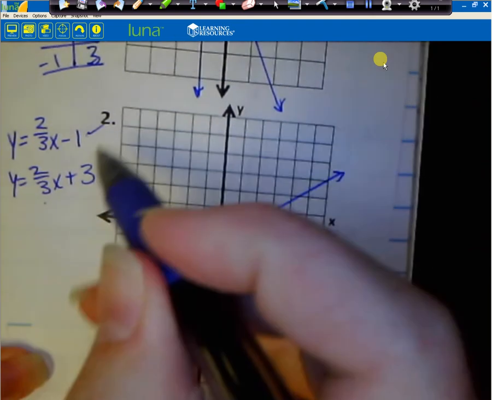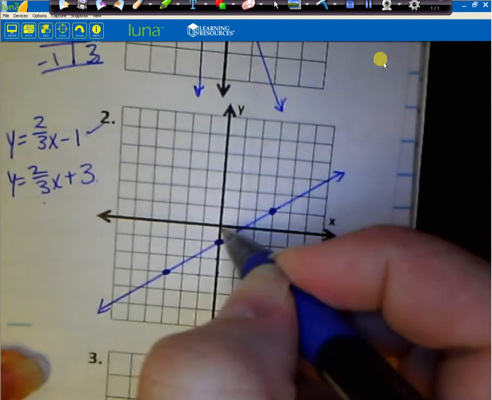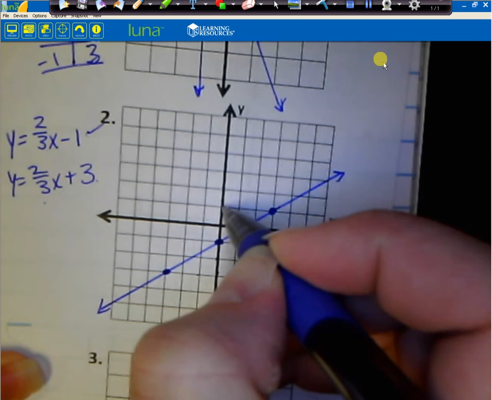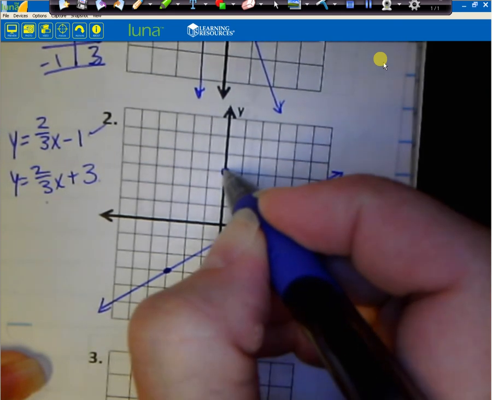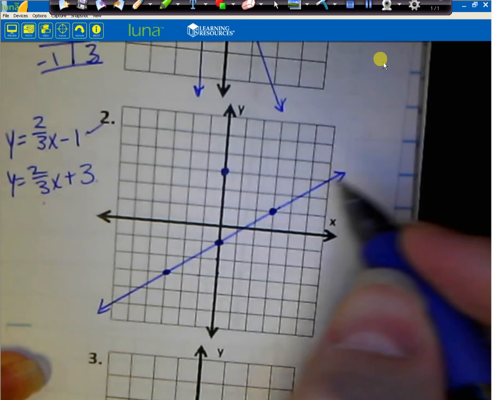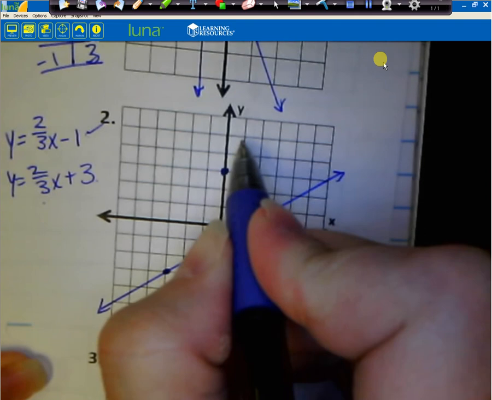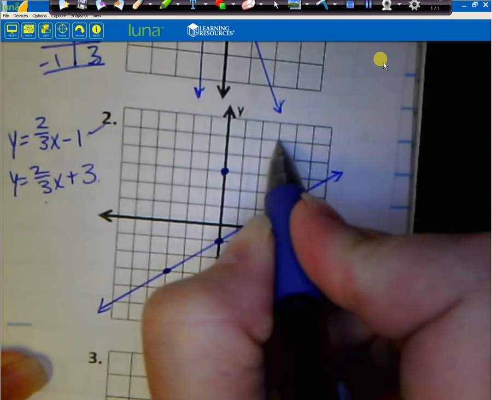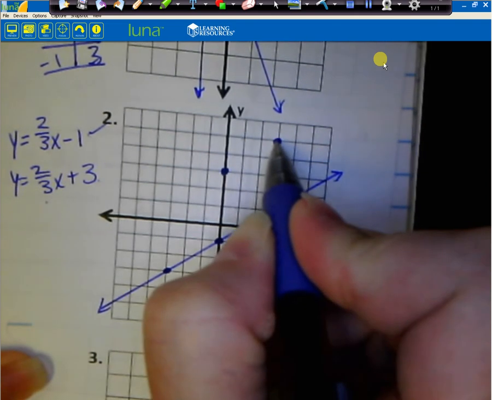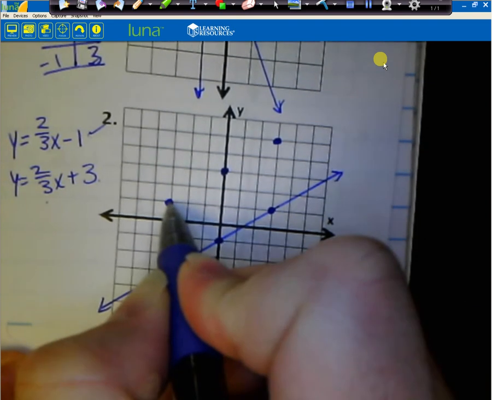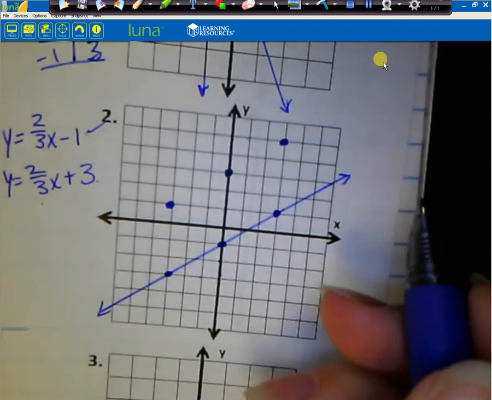So now I have to graph the second one. I'm going to come to the 3 on the y-axis, the y-intercept. 1, 2, 3. That's my beginning point, my b in my equation. And now I'm going to move the same slope, up 2 over 3. 1, 2, 3. And then I'm going to do the exact same thing, go back to my beginning point, go down 2 and back 3. And make another point. And then I'm going to get my ruler again and draw a line.